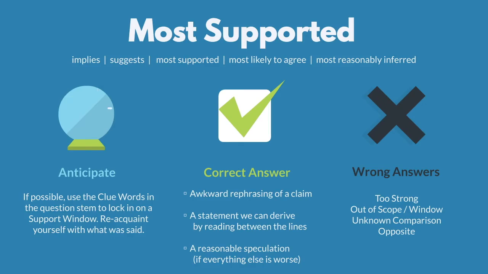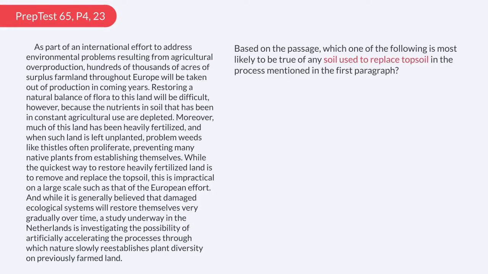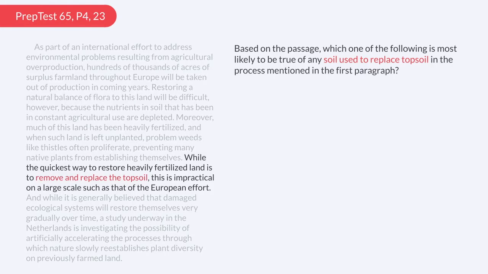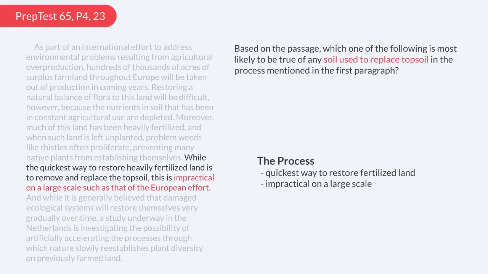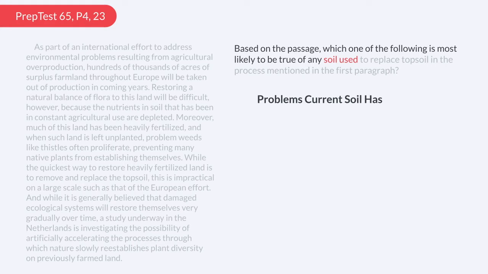So the clue words we've got here are soil that's used to replace topsoil in the process that's mentioned. In the middle of the first paragraph, we talk about replacing topsoil. We know that it's the quickest way to restore heavily fertilized land, but we also know it's impractical on a large scale, such as what we're doing in this passage. But they're asking us, what do we know about the soil you would replace it with? So the whole idea of replacing the soil would be to remove one of the problems that the current soil has. What are the problems that the current soil has?